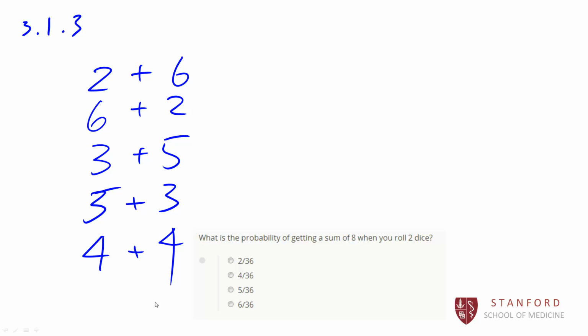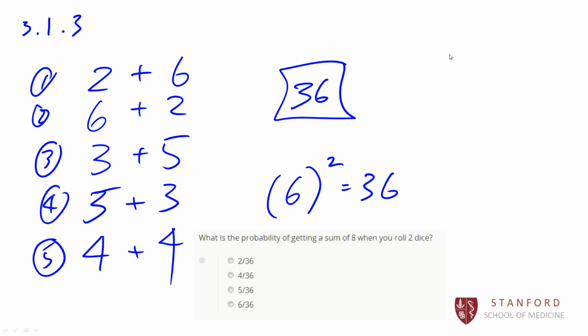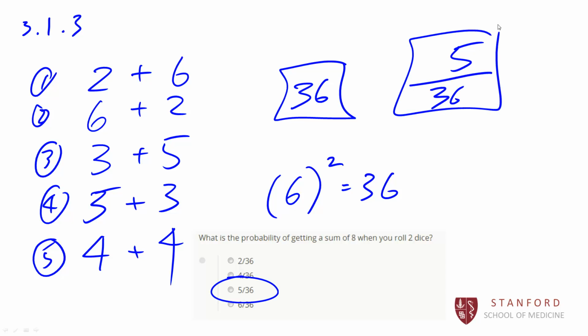Okay, so that's out of a total of 36 possibilities, right? So there are 6 total possibilities on each die. You square that to get 36. So 1, 2, 3, 4, 5. 5 possibilities out of a total of 36 possibilities. And so we see that the answer is C.